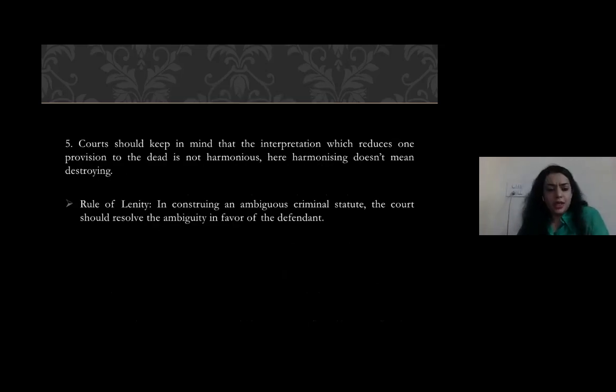And the final rule is the rule of lenity, which is that while construing an ambiguous criminal statute, the court should resolve the ambiguity in favor of the defendant. This is basically the same as innocent until proven guilty beyond reasonable doubt. So this is also a rule of interpretation specific to criminal statutes, of course.